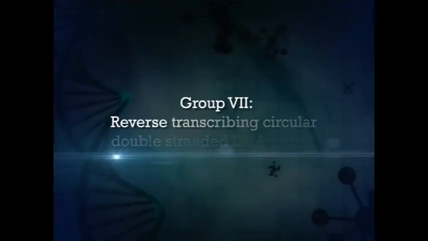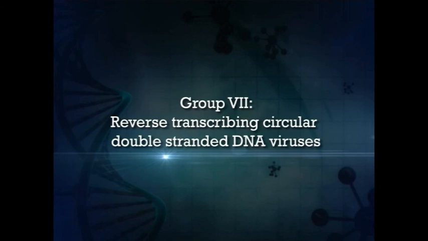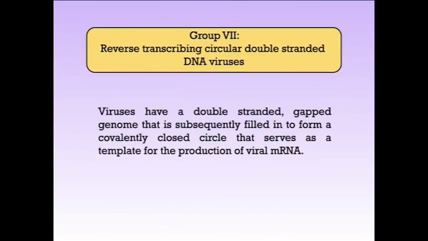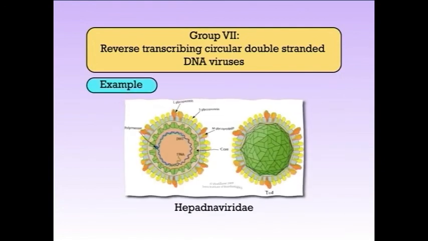Now we'll come to Group 7. Group 7 are the reverse transcribing circular double-stranded DNA viruses. Under this, viruses have a double-stranded gapped genome, and that is subsequently filled in to form a covalently closed circle that serves as a template for the production of viral mRNA. So Hepadnaviridae is one of the examples of this group of viruses.